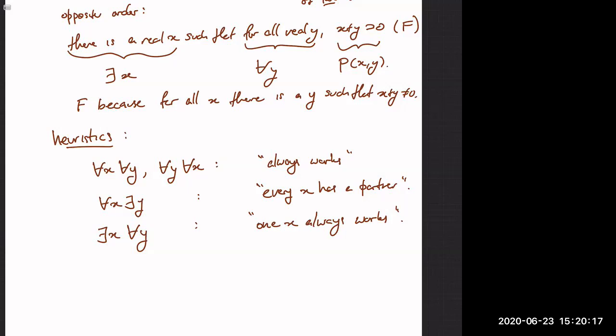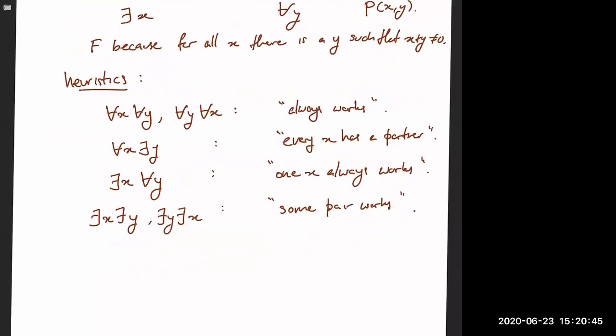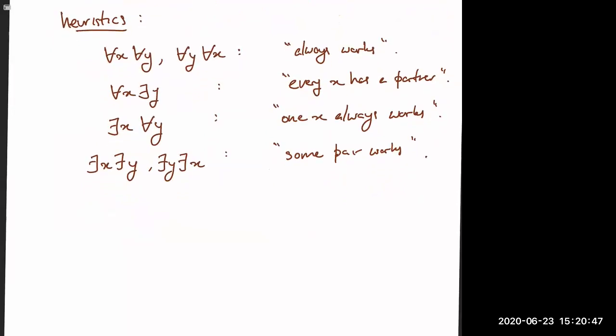And then, of course, if you have two existential quantifiers, again, the order between them doesn't matter. And this means something like some pair works. So it can be made to work at all. You know, something is going to work. So there are some basic ideas for you.